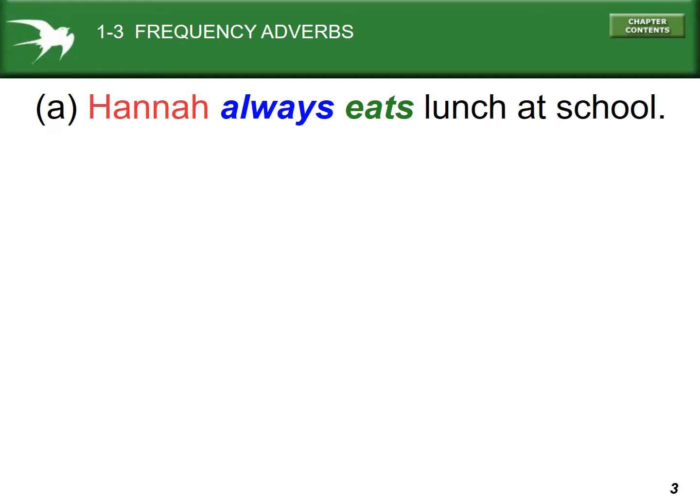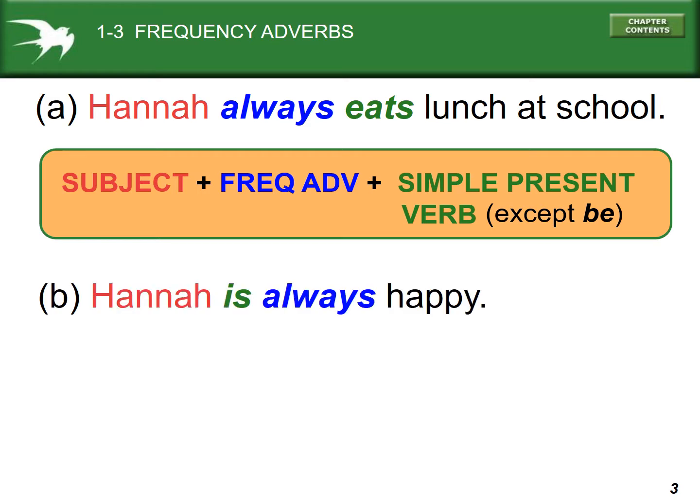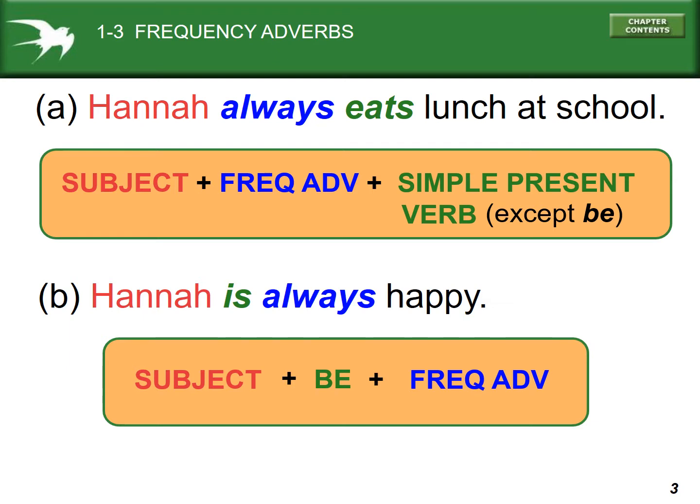So, Hannah always eats lunch at school. Think about what that means. How often does Hannah eat lunch at school? Every day that she's at school, she eats lunch at school. So we have a subject plus a frequency adverb first, followed by the simple present verb, except with be. With be, it comes after. Hannah is always happy. Notice that with the be verb, always appears after the verb. Subject plus be plus the frequency adverb.